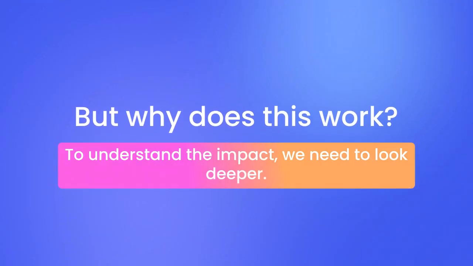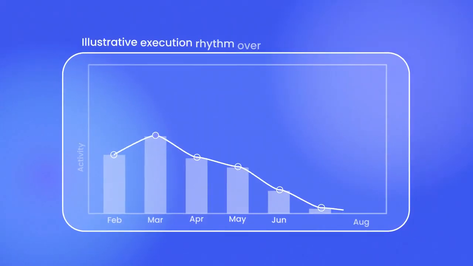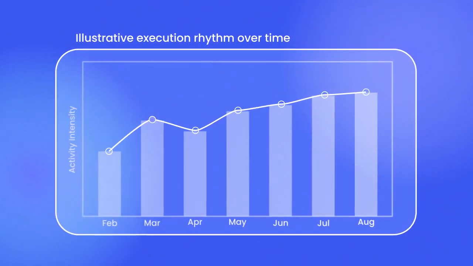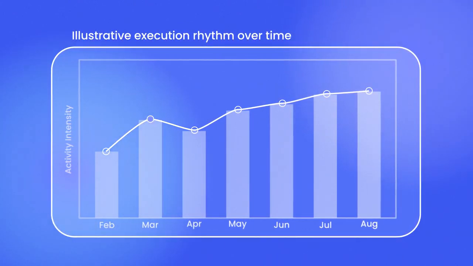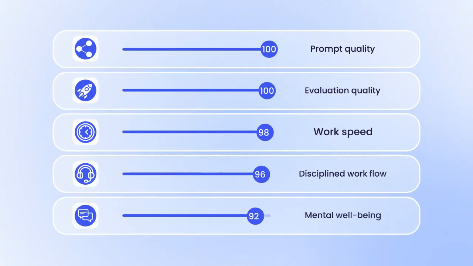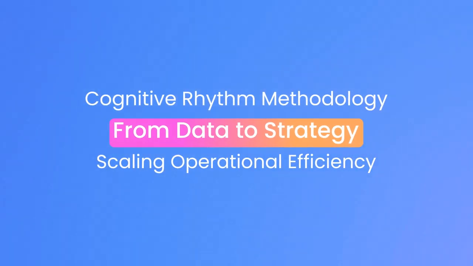Now let's step back and look at what this approach changes over time. This view reflects general process alignment, consistency of execution, stability of quality, and effective use of team capacity. This graph illustrates the rhythm of work performance over time, with fewer sharp fluctuations and a more stable pace. With Tali in place, work quality improves, speed increases, discipline strengthens, and mental well-being is supported. We focus on cognitive flow to unlock team potential and drive peak organizational efficiency.